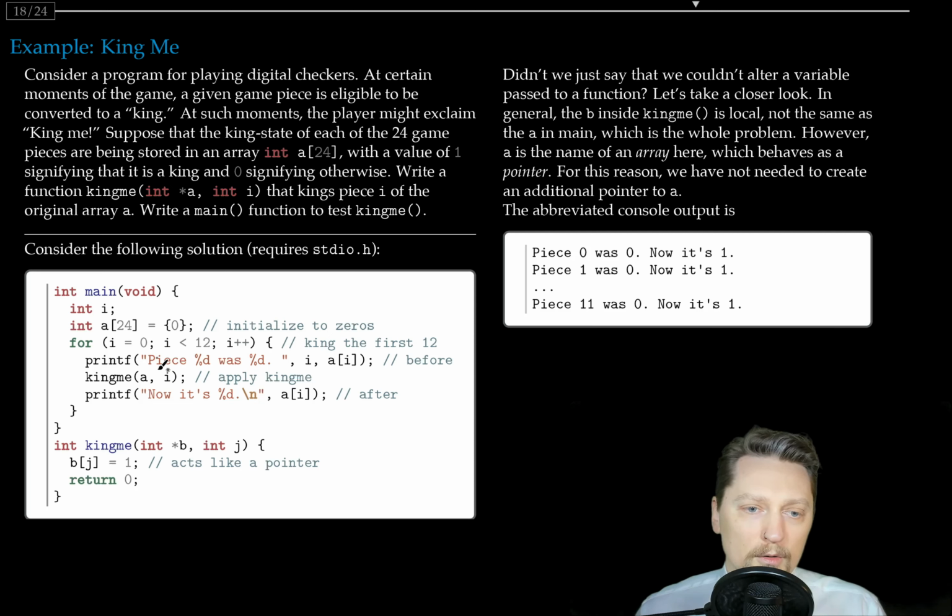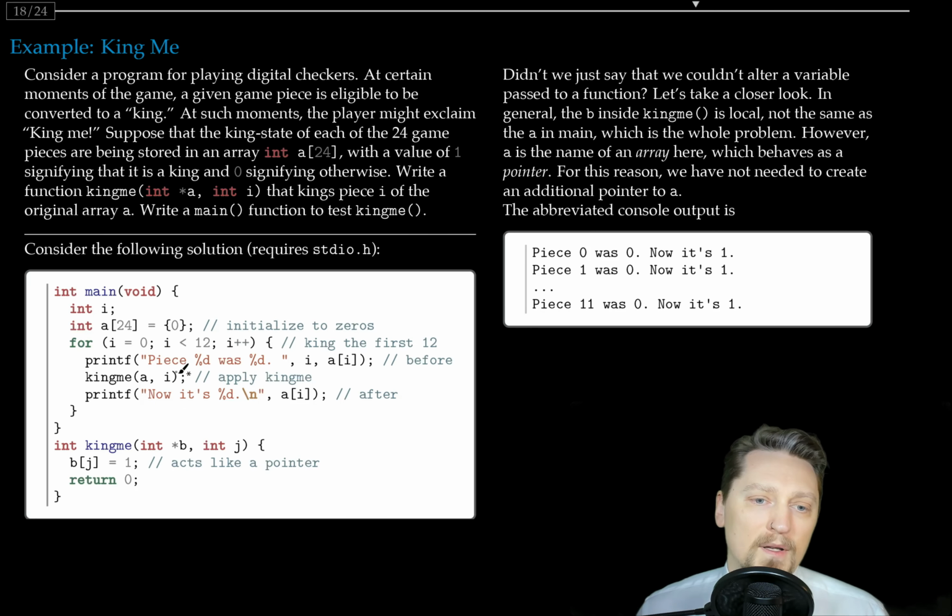We loop through half the pieces, so I equals 0 through I equals 11, and we're going to increment I by 1 on each pass. So we're going to king the first 12 of these pieces. They all started off with 0. We want to make all of them 1.